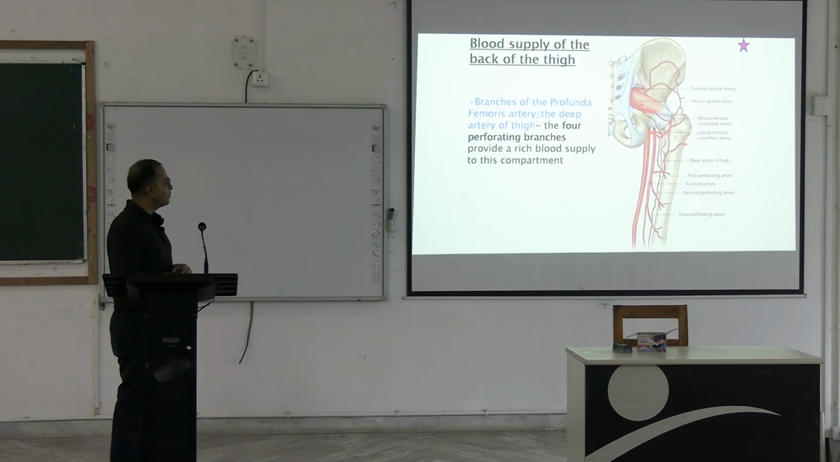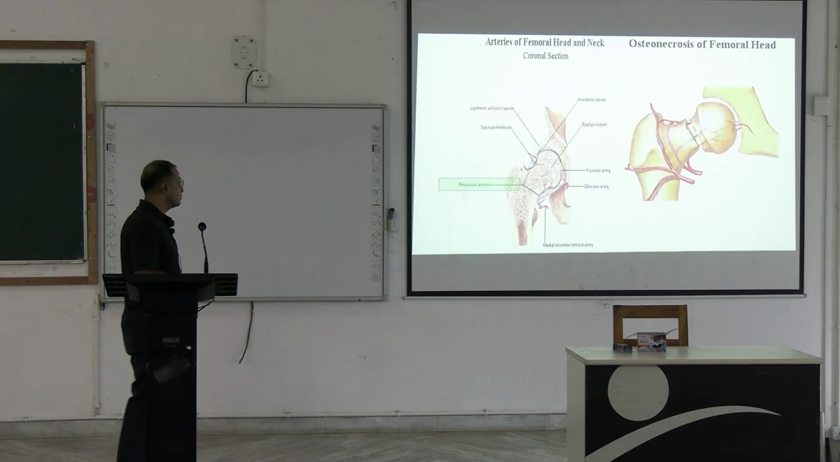That means the arteria profunda femoris gives these perforator branches, which perforate the adductor magnus and reach the posterior side, and then anastomose along the long axis of the femur and supply this entire thigh region. We do not have any dedicated artery to the branch of here, only the perforator branches supply this.